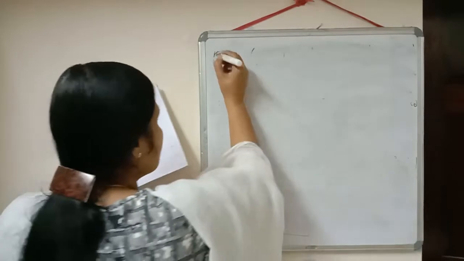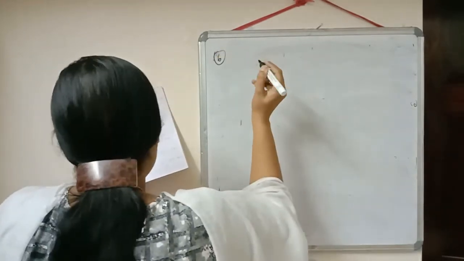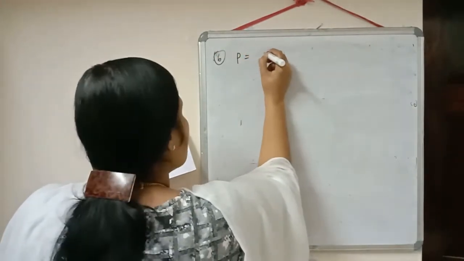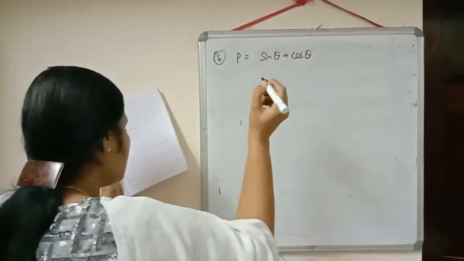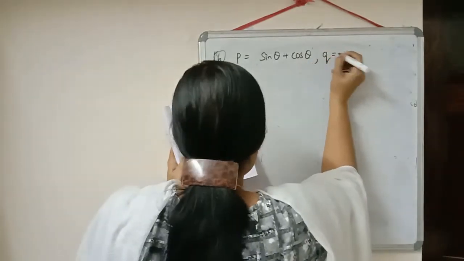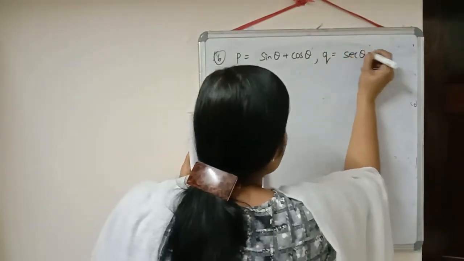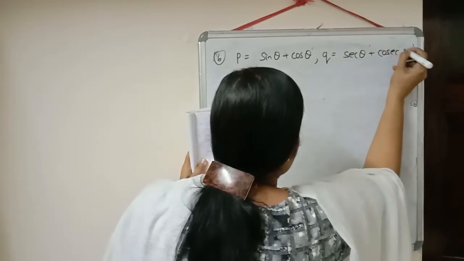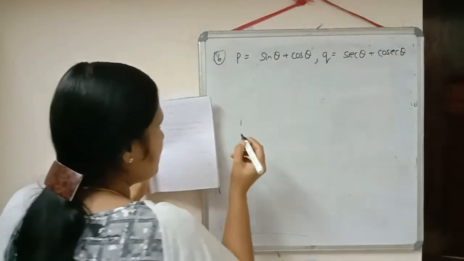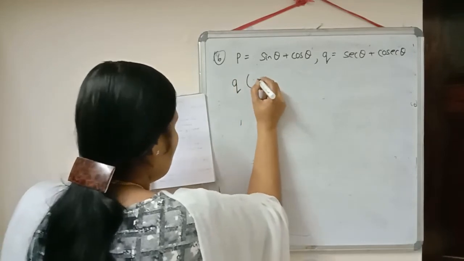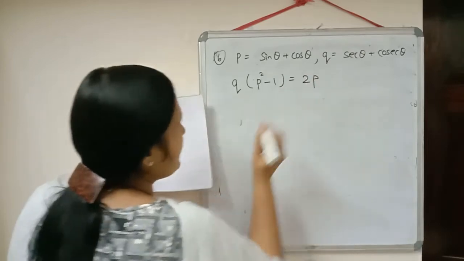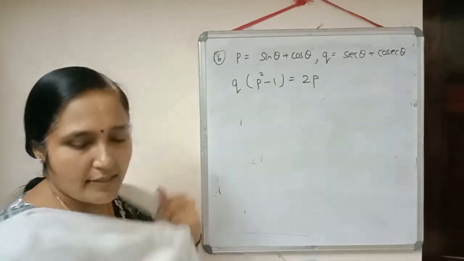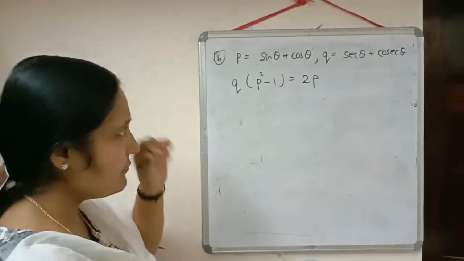Now all of you write down the next question. Question number 6 is, if P is equal to sin theta plus cos theta, and Q is equal to sec theta plus cosec theta, then show that Q into P square minus 1 is equal to 2P. We have to prove there.